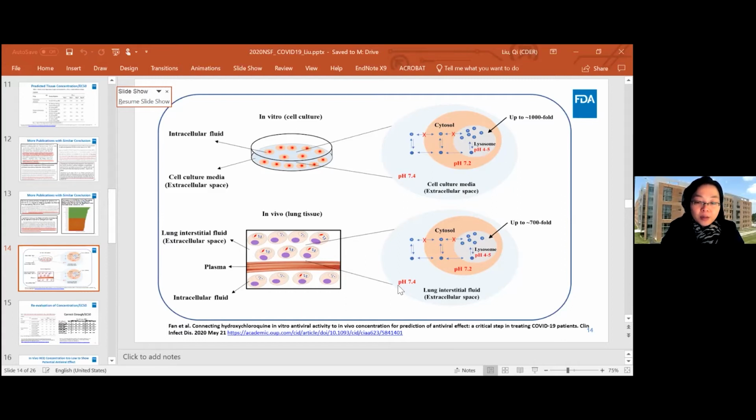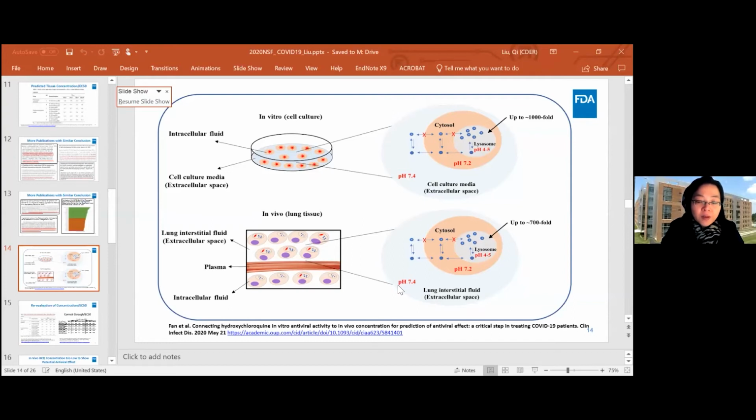More importantly, we know the tissue concentration is not homogeneous. The lung interstitial fluid concentration, or the tissue's extracellular concentration, should be much lower than the lysosome concentration, and the free tissue extracellular concentration should be similar to the free plasma concentration. Remember, the EC50 was all estimated on the extracellular concentration in cell culture media. No one used the much higher intracellular concentration to calculate the in vitro EC50.